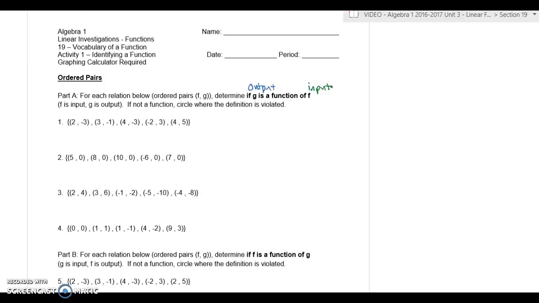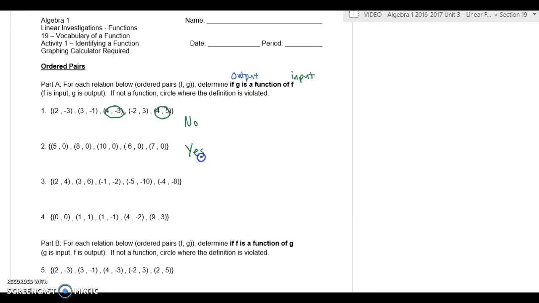So when we're looking to see if the relation is a function, we're looking to see, do we have any repeating f coordinates? That's our first coordinate. So I've got a 2, 3, 4, -2, and 4. Up there, we've got a problem right here: 4, 5, and 4, -3. If we're looking at the second relation, 5, 8, 10, -6, and 7, different things. They have the same output. Again, that is okay when we're relating to functions. It's not okay if the inputs are all the same and give us different outputs.